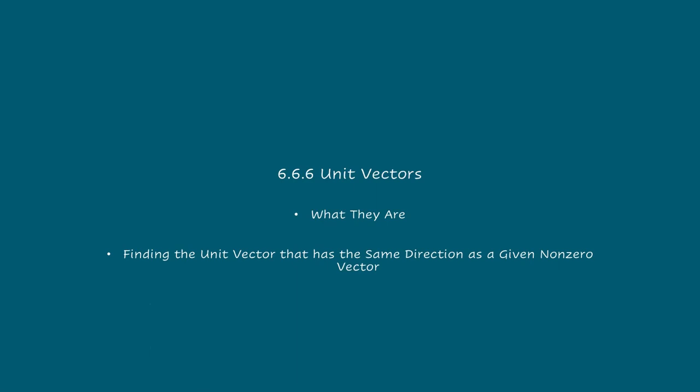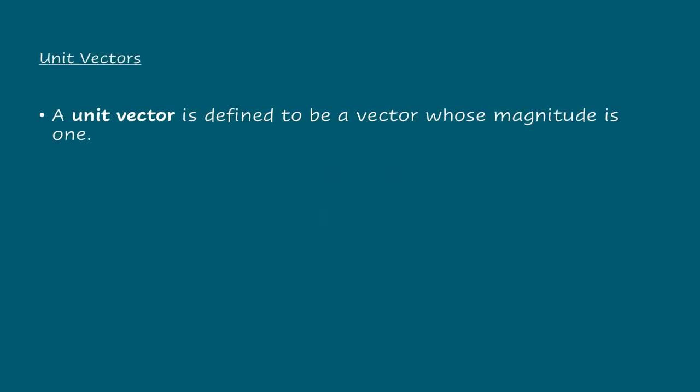In this video, we're going to talk about unit vectors, what they are, and how we can find a unit vector that has the same direction as a given non-zero vector. A unit vector is defined to be a vector whose magnitude is 1 unit.